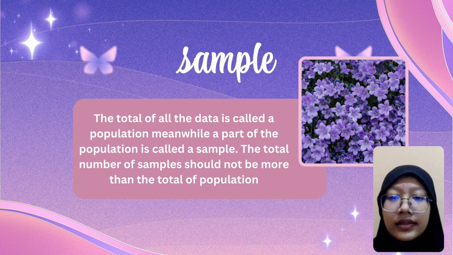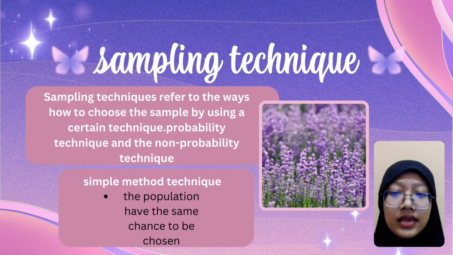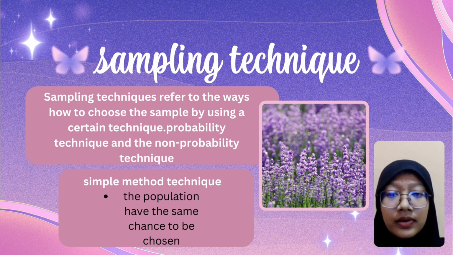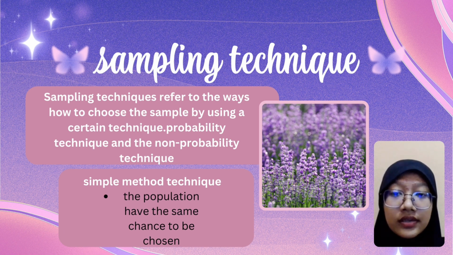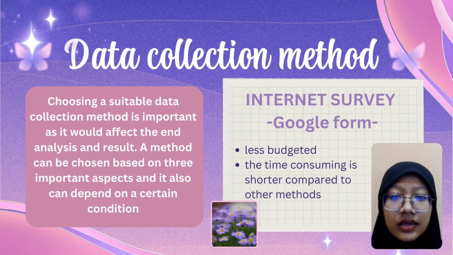Next, sample. The total of all data is called the population. Meanwhile, a part of the population is called a sample. The total number of samples should not be more than the total of the population. Next, sampling technique. Sampling techniques refer to the ways of choosing the sample by using a certain technique. There are two types of sampling technique: probability technique and non-probability technique. For our study, we use the simple random technique because it allows every member of the population to have the same chance to be chosen.